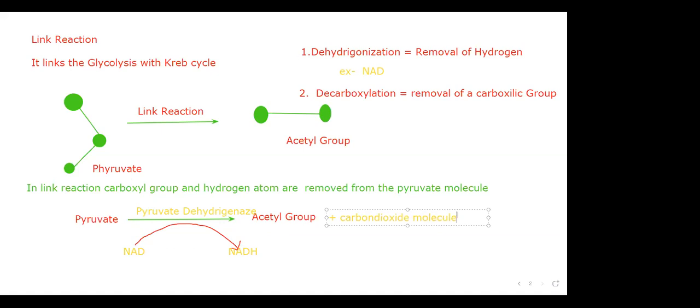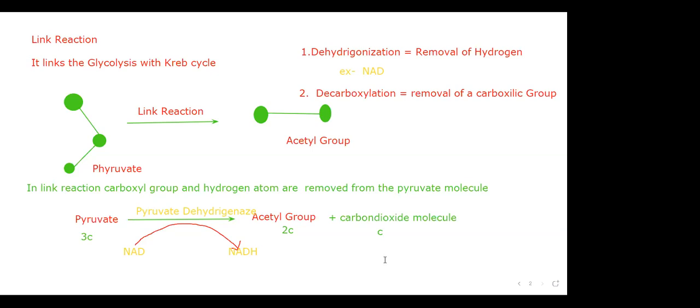And there will be decarboxylation to produce the carbon dioxide molecule. Removing the carboxylic group, it forms a carbon dioxide molecule. So at the end of this link reaction, the 3 carbon molecule converts to a 2 carbon. So what happened to the remaining carbon? It's in the carbon dioxide. Okay, so the carboxylic group leaves as carbon dioxide.